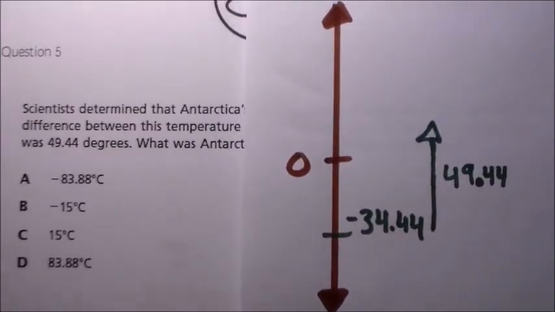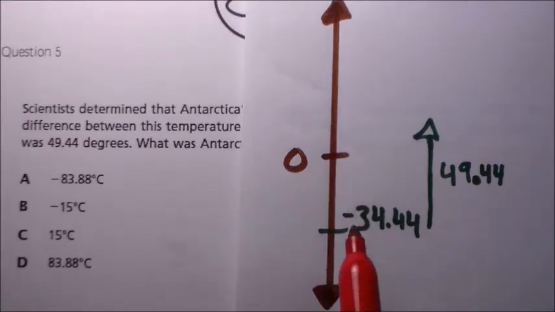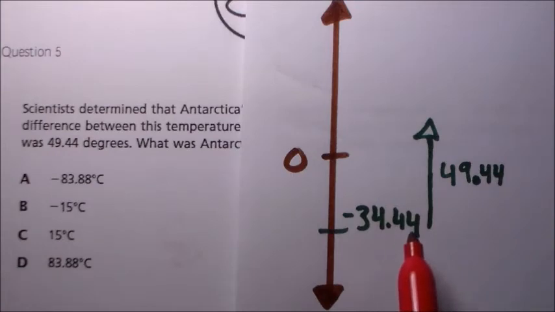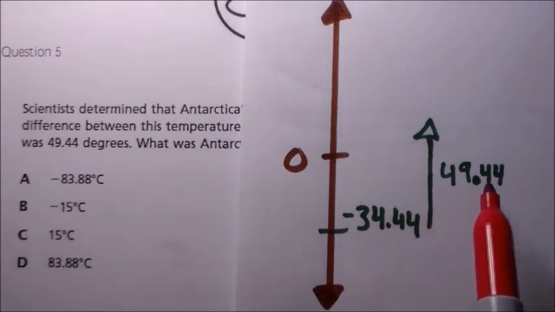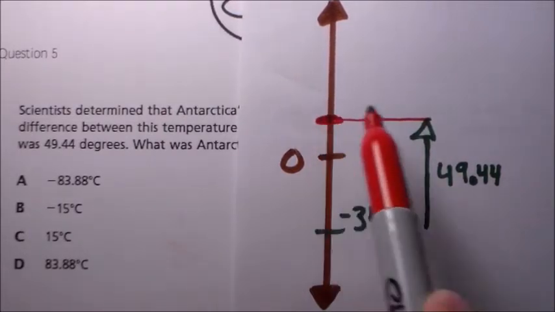Here, we have the average low temperature of negative 34.44 degrees, conveniently located below zero. Now we have the difference between this average low temperature and the highest temperature ever as 49.44 degrees, and we are tasked with finding out where on the number line this dot is.